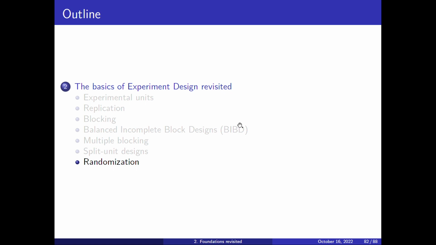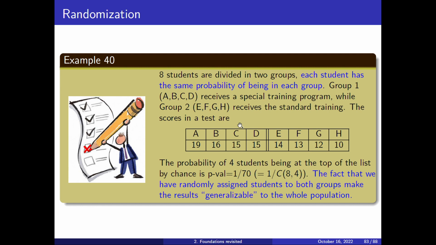So once we have homogeneous blocks, then we randomize and assign each one of the individuals to one of the treatments at random. And here you have an explanation why this randomization is important. So let's say that you have 8 students and they are divided into 2 groups. Each student has the same probability of being in either of the 2 groups.